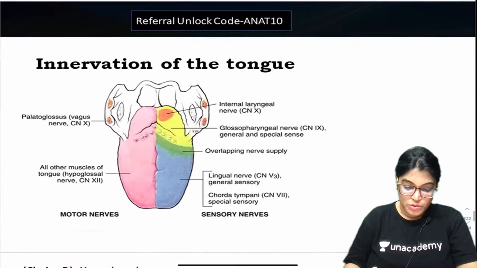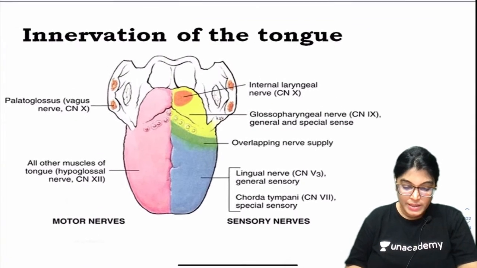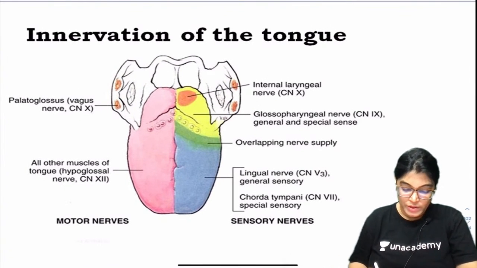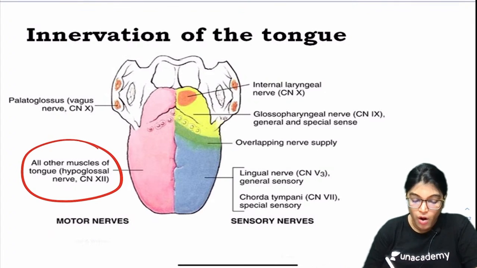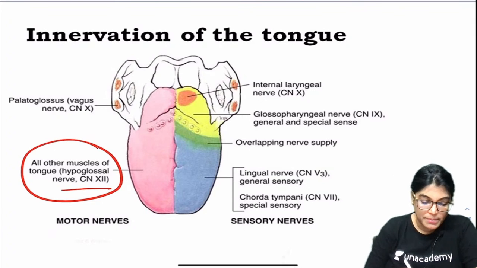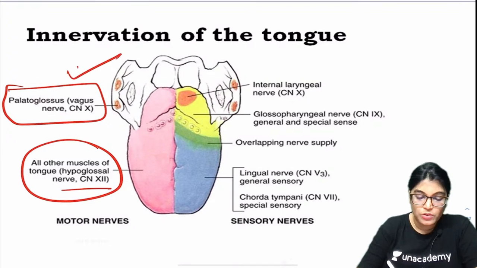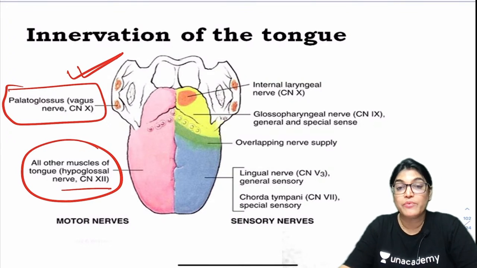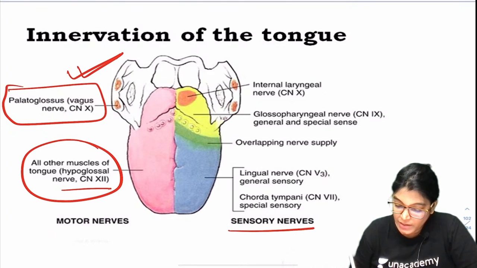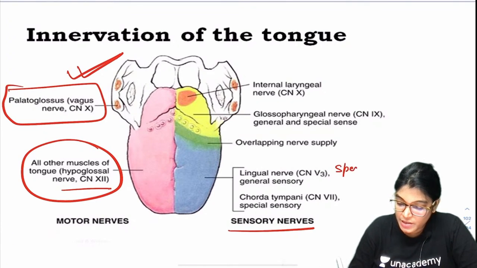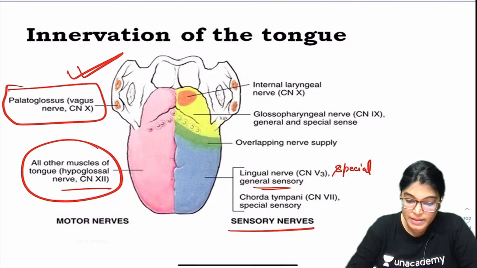If we talk about special taste sensation in anterior part, that is from chorda tympani nerve. So let me just show you this diagram. Okay, so in this diagram, if you will see the innervation, all the muscles, means motor supply. If I talk about motor supply, all the muscles are supplied by 12th cranial nerve except palatoglossus. As you can see, palatoglossus is supplied by 10th cranial nerve, vagus nerve carrying the fibers of accessory. And here anterior part of the tongue, special taste sensation. When we are talking about special taste sensation, it is chorda tympani nerve.